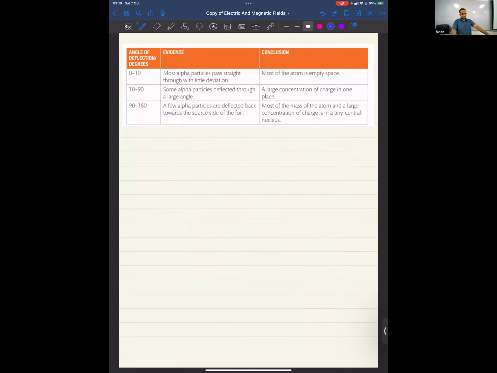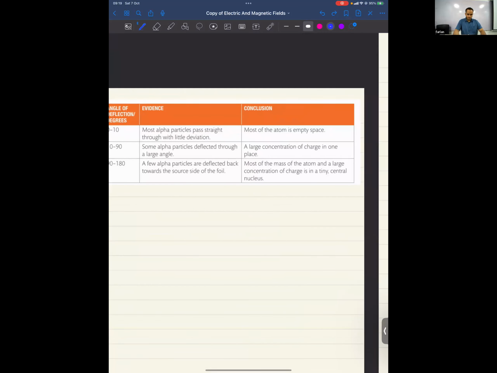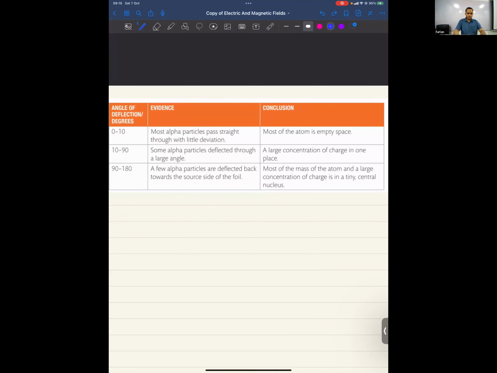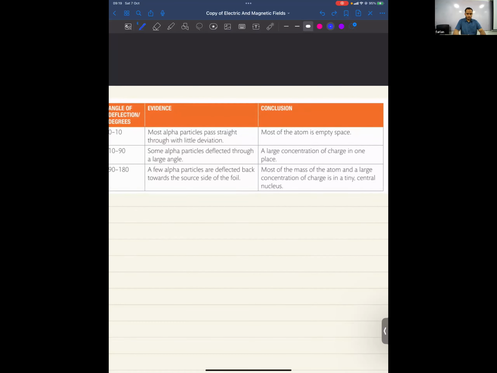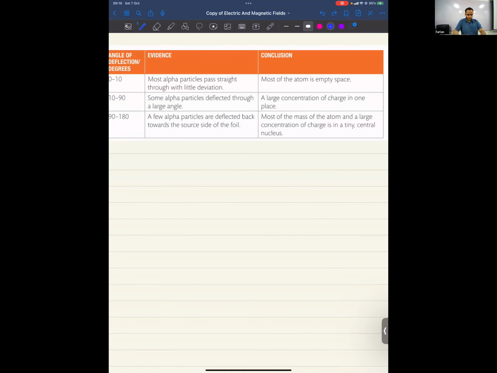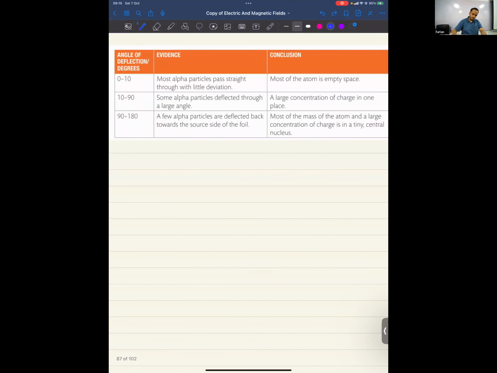So guys, write the evidence and the conclusion. Put it in a table. So here, angle of deflection is 0 to 10 degrees, which tells you that most of the alpha particles go straight.